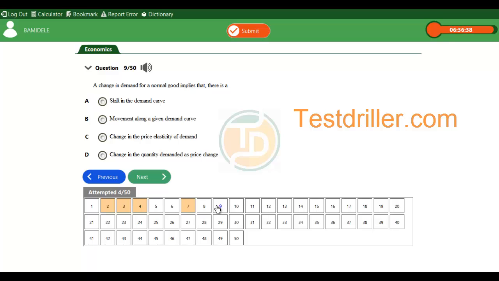So option B and D are wrong. So we are left with the correct option and the wrong option. So we are left with option A and C. Option C is also wrong, because change in price elasticity of demand is, if you know from the definition of elasticity of demand, it is affected by price of the commodity. So the right option here is option A, which is shift in demand curve.